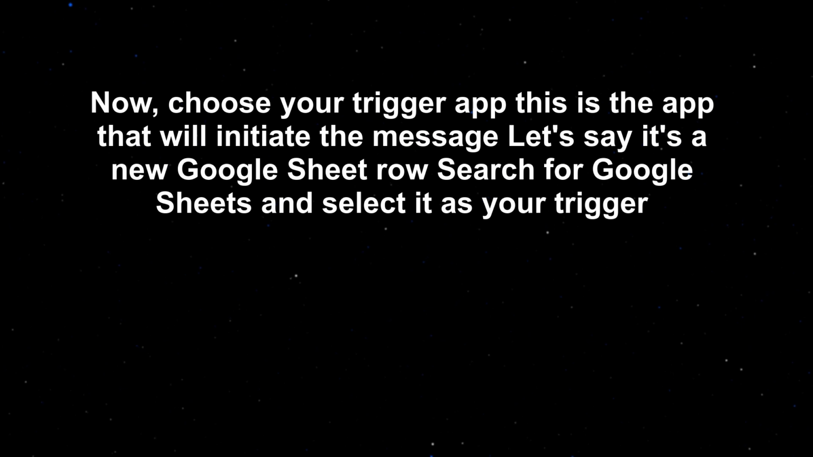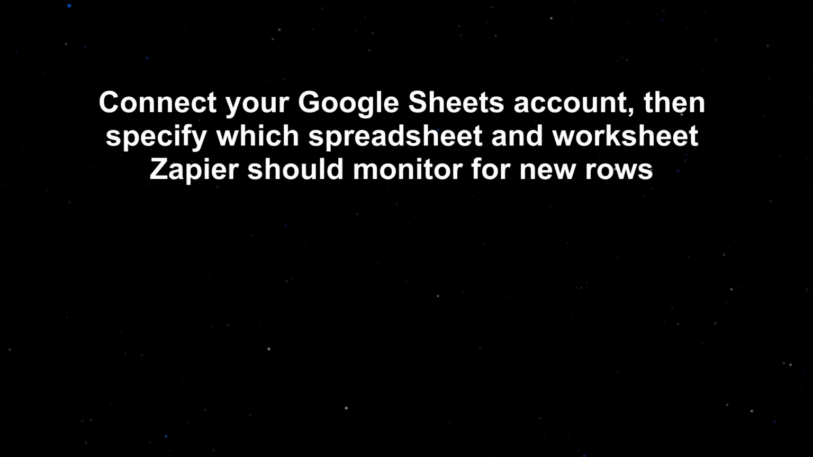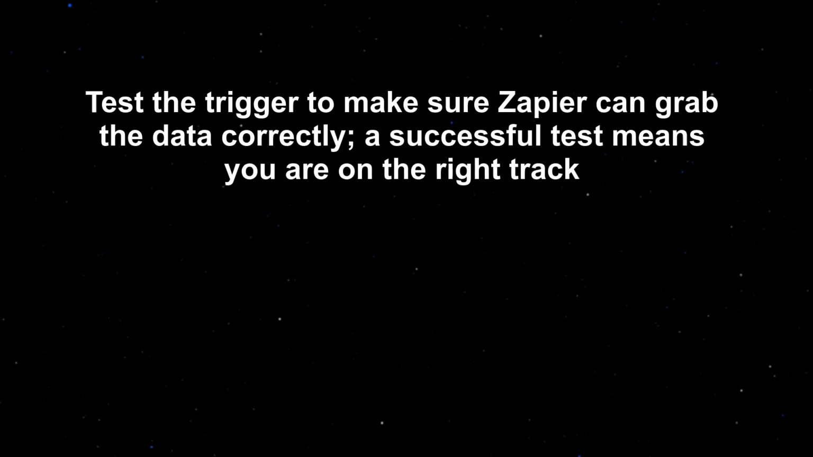Let's say it's a new Google Sheet. Search for Google Sheets and select it as your trigger. Connect your Google Sheets account. Then specify which spreadsheet and worksheet Zapier should monitor for new rows. Test the trigger to make sure Zapier can grab the data correctly. A successful test means you are on the right track.